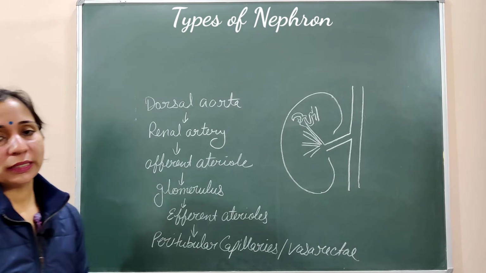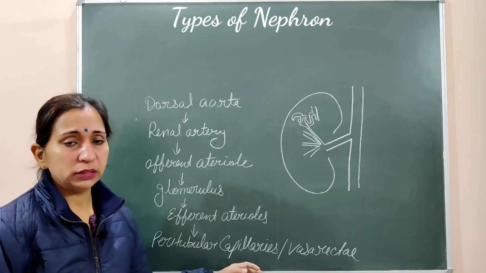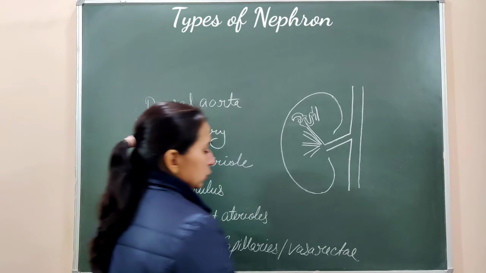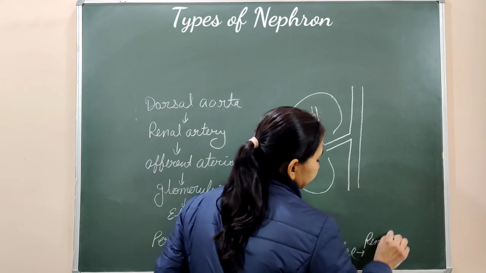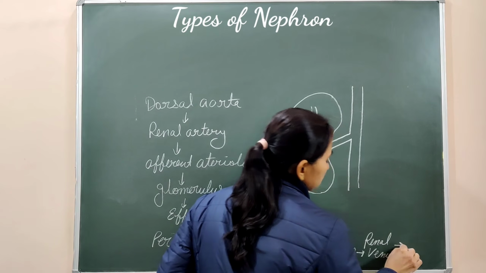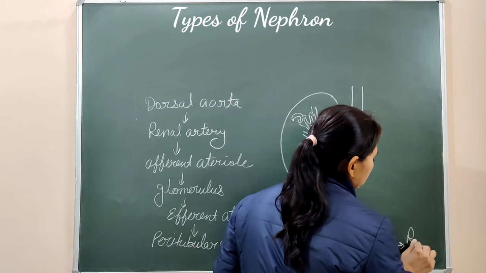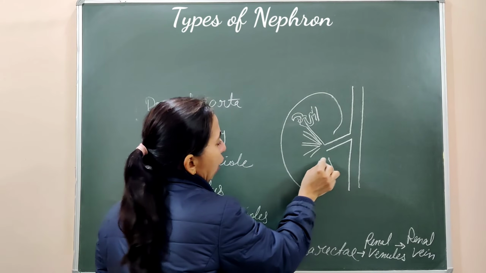Now, these vasa recti will loop around the loop of Henle and PCT and DCT. Further, they will join to make the renal venules, and these renal venules will join to make the renal vein. This renal vein will come out from the kidney.